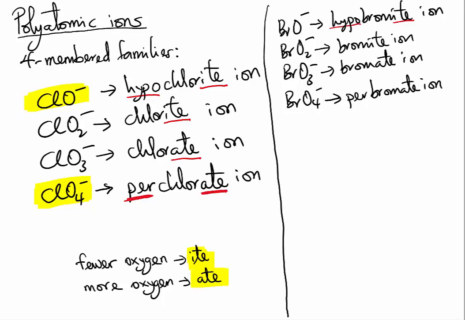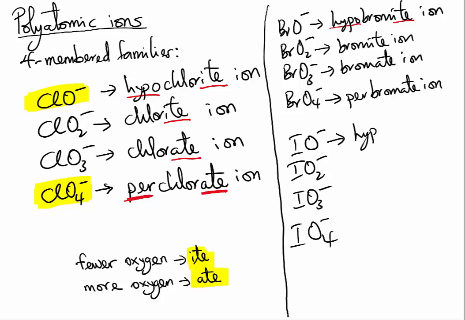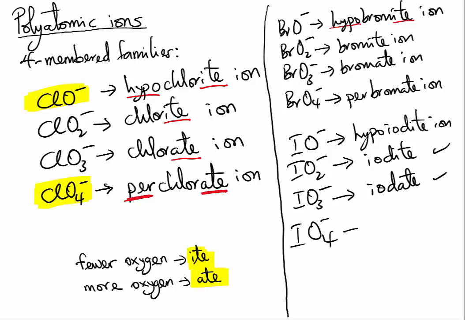Let me give you one more example of the 4-membered families. IO minus, IO2 minus, IO3 minus, and IO4 minus. And you probably should be able to do these ones by now. This would be hypoiodite. This will be iodite. This will be iodate. And this will be periodate.